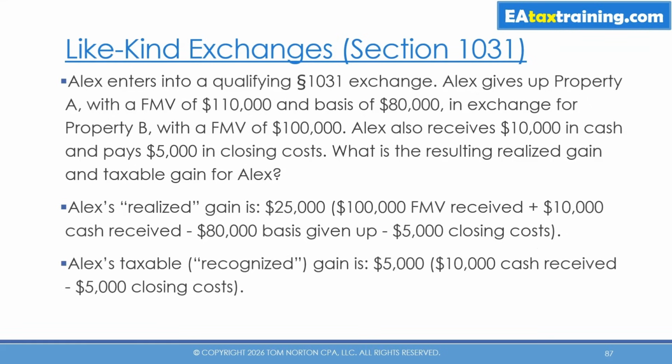So how much is his recognized or taxable gain? Well, that is only $5,000. It is only the $10,000 in boot that he received. In this case, it was all cash. So it's the $10,000 in cash that he received minus the $5,000 in closing costs that he paid. So he realized a $25,000 gain. He only has to pay tax on $5,000 of that gain.